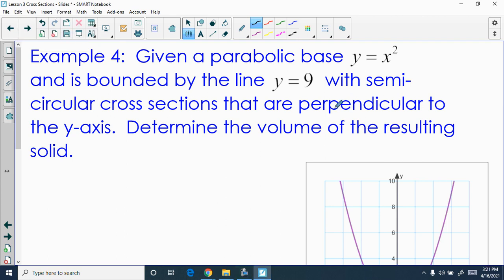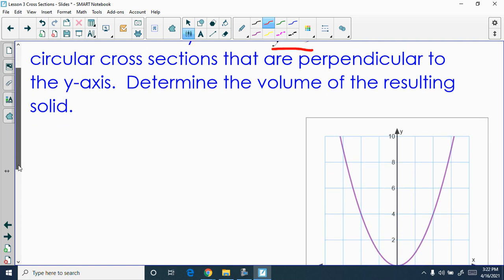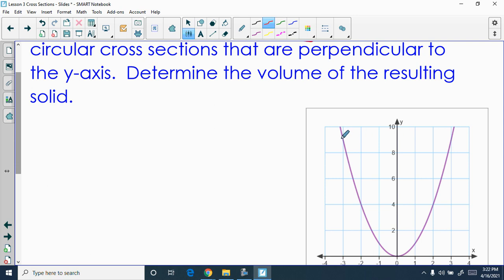For example 4, we're switching the base of our shape. It's now a parabolic base. So we've got y equals x squared, and it's bounded by the line y equals 9. So that line is not drawn in my picture, so I'm actually going to draw it in here.